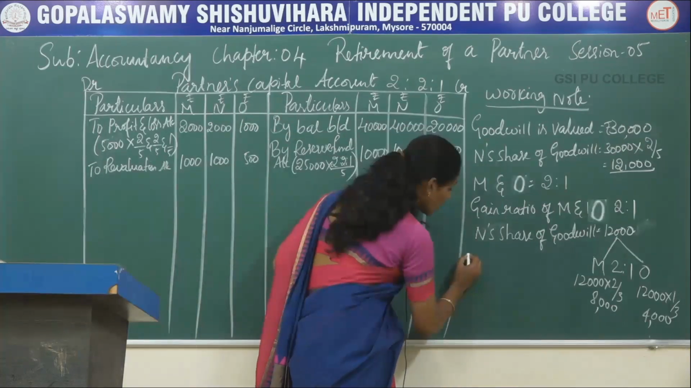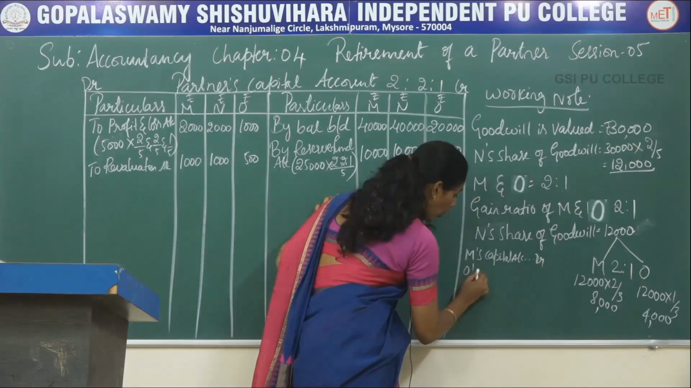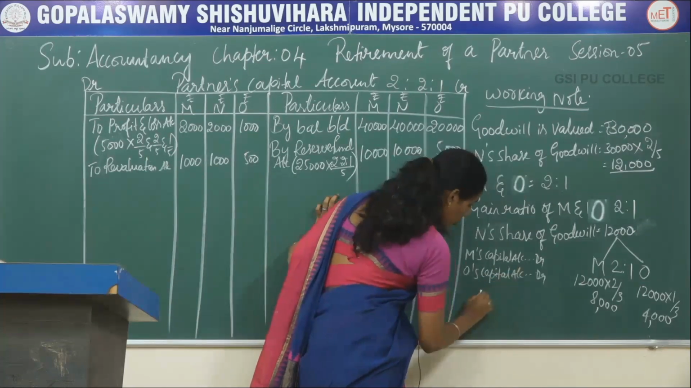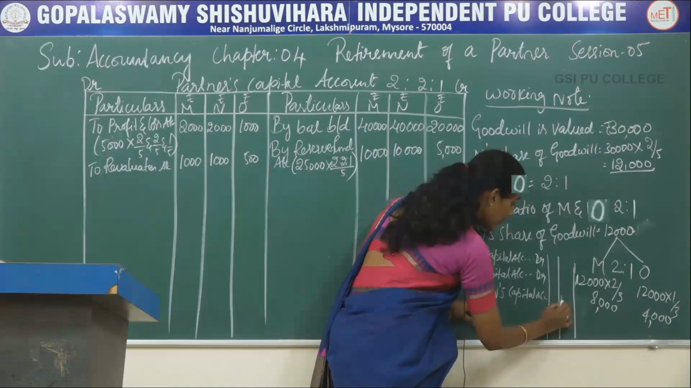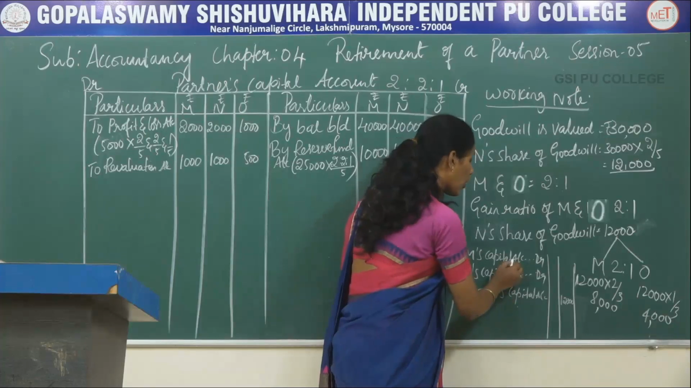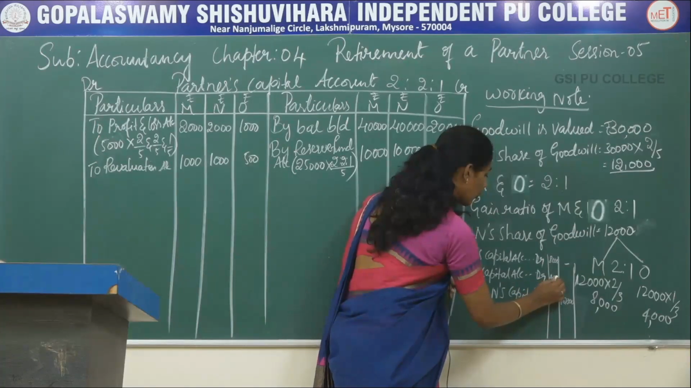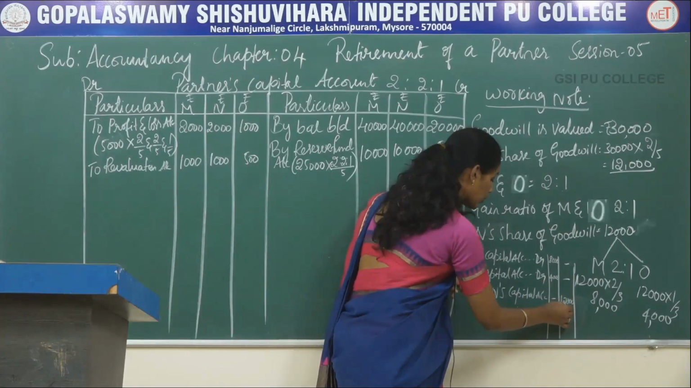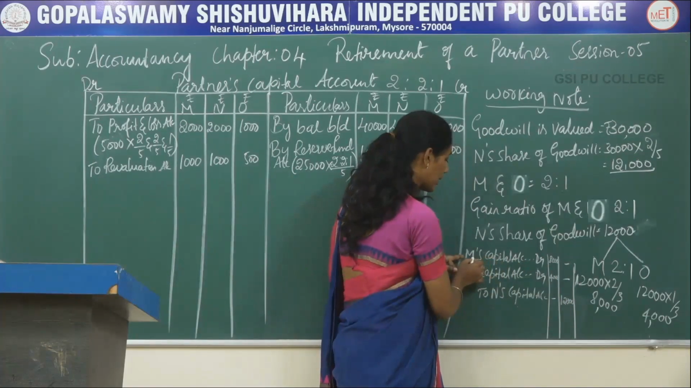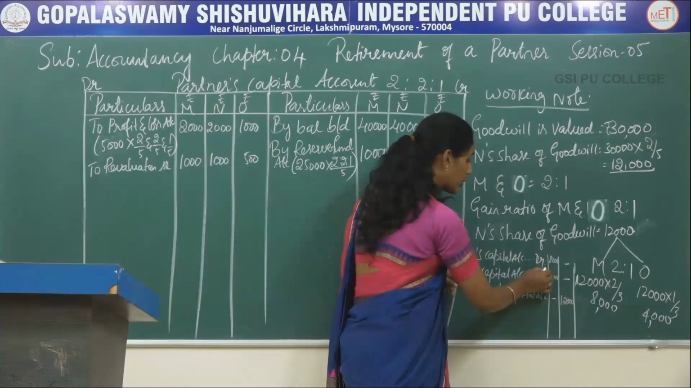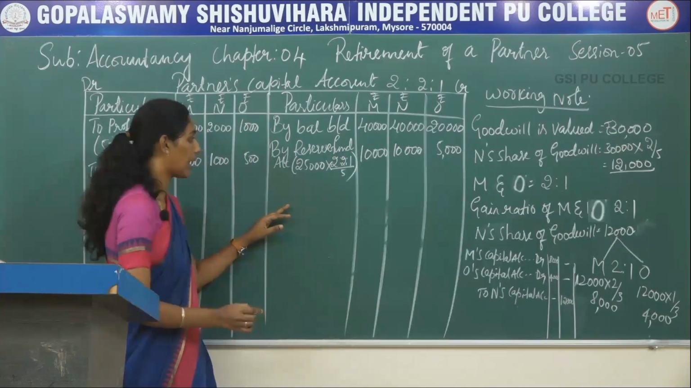So what's the journal entry? M's capital account debited, O's capital account debited to N's capital account. What is N's share of goodwill? 12,000. What is M's share of goodwill? 8,000. What is O's share of goodwill? 4,000. This 12,000, N's share of goodwill, should be borne by the continuing partners. They are nothing but M and O. So their goodwill share is 8,000 and 4,000.